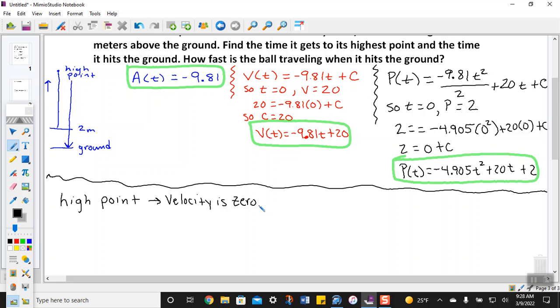So let's go to our velocity function and set it equal to what? If I set velocity equal to 0 here, could we figure out the amount of time it takes to get to the highest point? Yes. Let's do that. So we're going to set 0 equal to what, my friends? Negative 9.81 t plus 20. Okay. Is it okay if I add 9.81 t to both sides first? Okay, let's go 2 places on this. You guys want to punch that up for me?